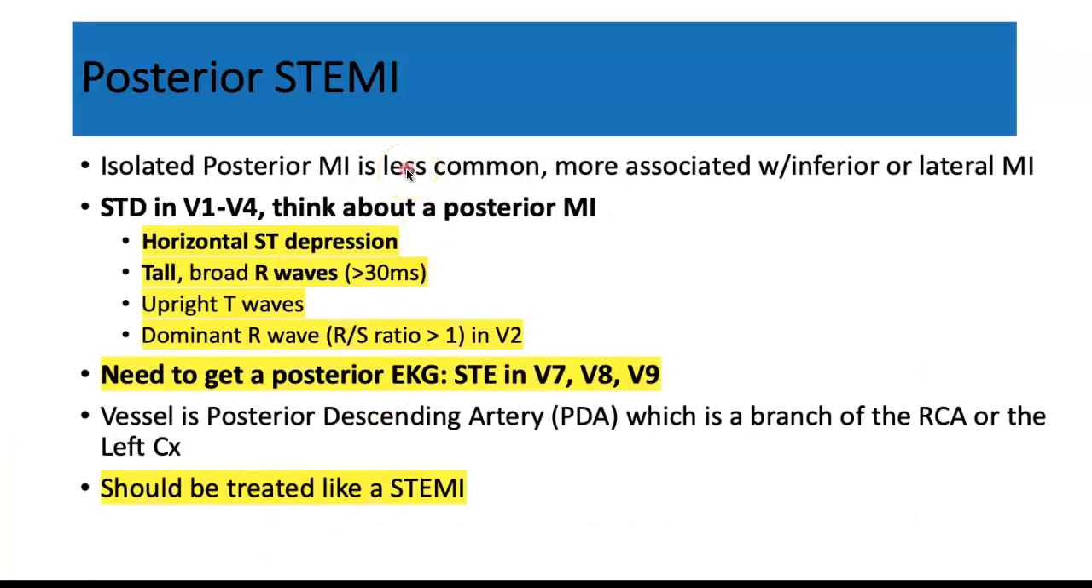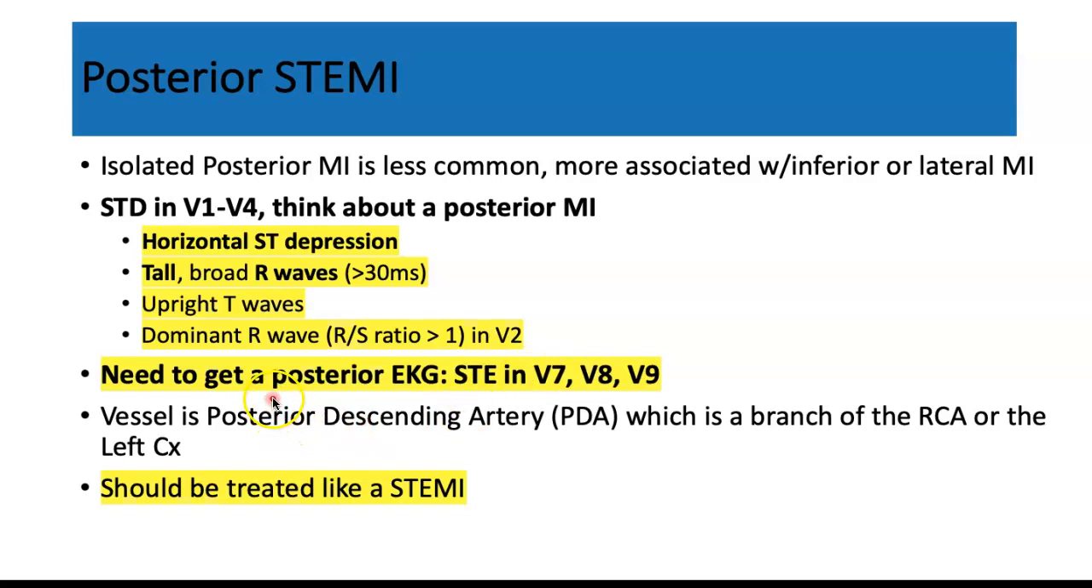So, posterior STEMIs. Isolated posterior myocardial infarction is not very common. It is associated with inferior or lateral wall MIs. If you see ST segment depression in leads V1 through V4, think about a posterior wall MI. If the ST depression appears fairly horizontal, if you see tall, broad R waves, especially in lead V2, and upright T waves, and especially this dominant R wave pattern in lead V2, you should be strongly suspicious of a posterior STEMI.